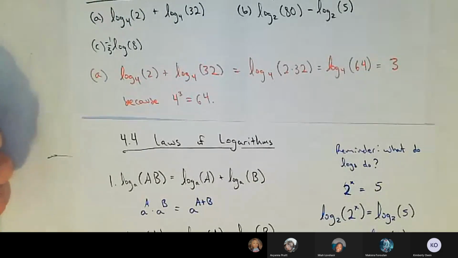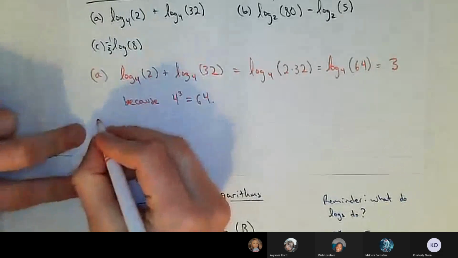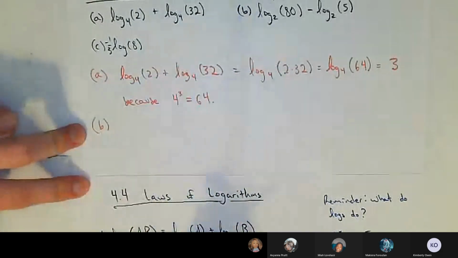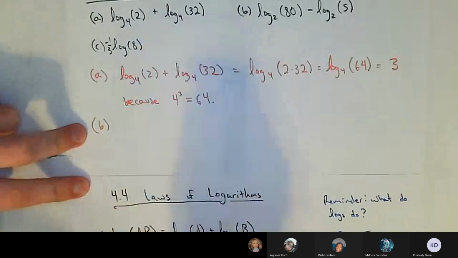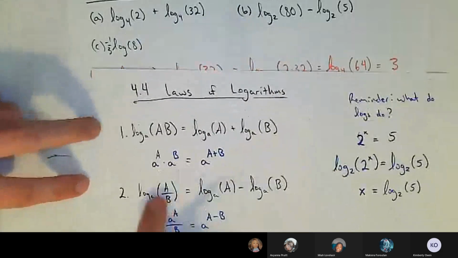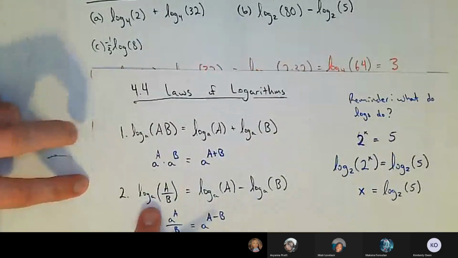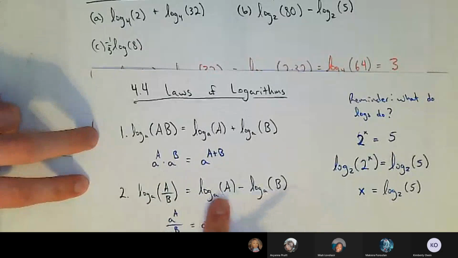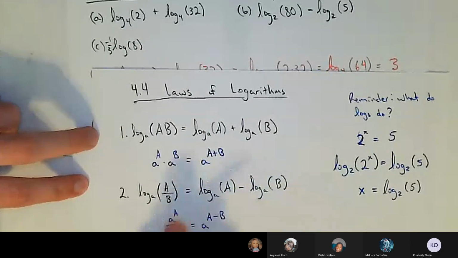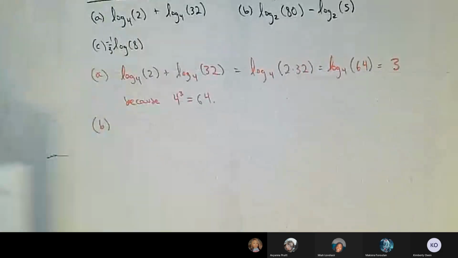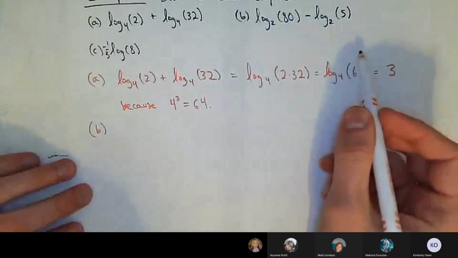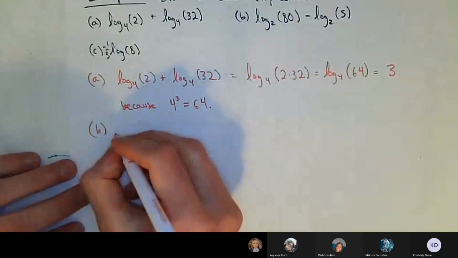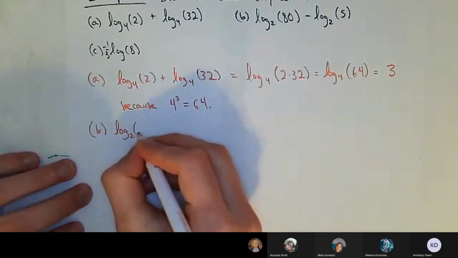Okay. Let's look at part B, which is clearly going to be using the other rule, right? The other rule, meaning law 2 here, that says if we have a difference of 2 logs, then we can stuff it together. If it's a difference outside, we can stuff it together and make it a quotient inside. So we have to remember that the operation changes. So we're not going to do like 80 minus 5 inside, right? It's going to be 80 divided by 5.